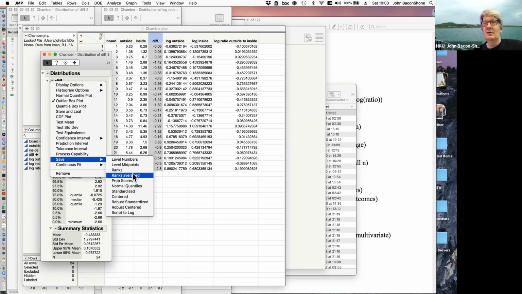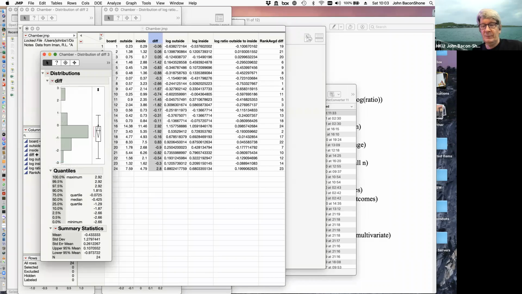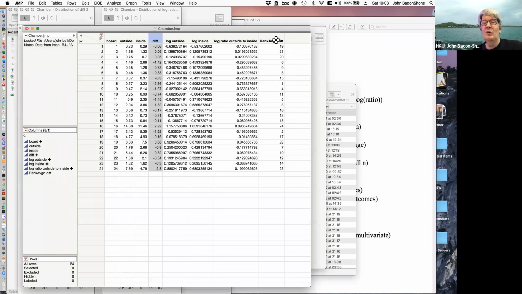Ranks average says all the ones in the tie, we add up their ranks and give them all the same average value. So ranks average is generally a much more appropriate idea in statistical terms, because we don't know, if you like, who should have got first and who should have got second if they came in at the same time. So if we use rank difference, then you'll see now we have this new variable, rank average difference. A rank average difference of 1 is the largest negative difference, and rank average 24 is the largest positive difference.